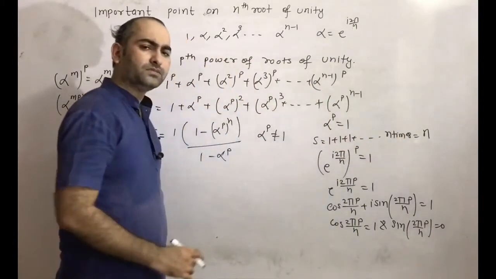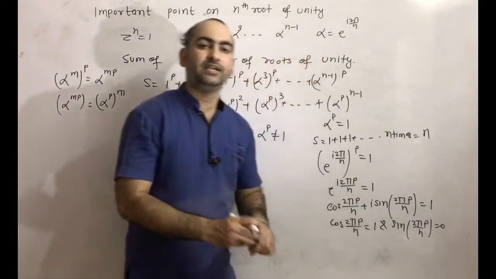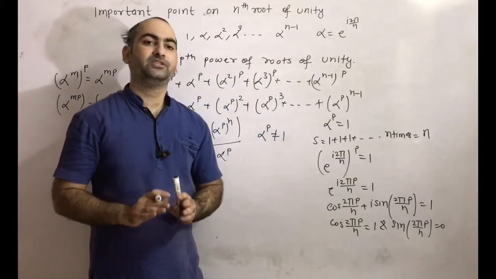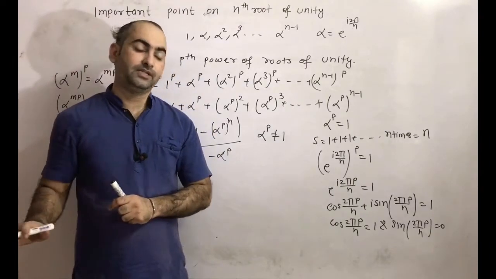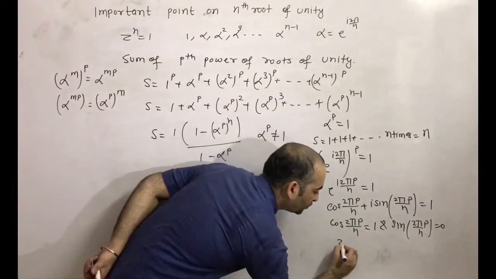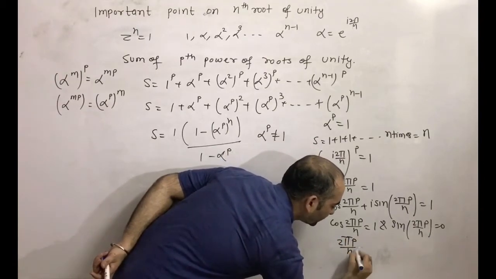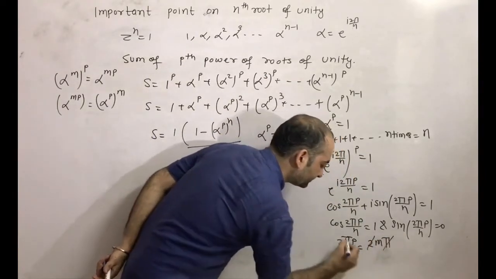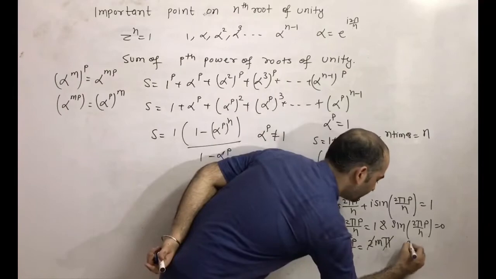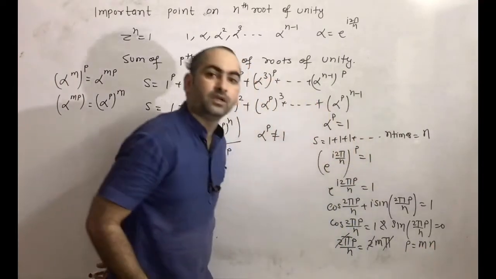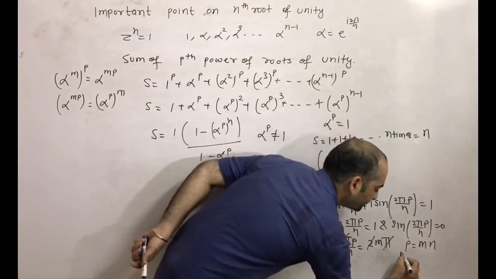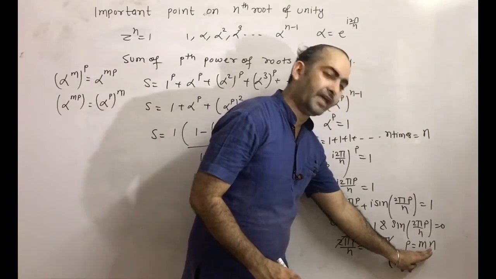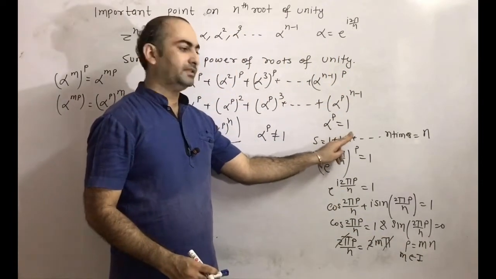Sine is 0, that means theta lies on the x-axis, and cos is 1, so cos is positive, that means theta should lie on the positive x-axis. That means the angle 2 pi p divided by n should be 2m pi. So from here 2 pi is getting cancelled, and p should be mn, where m belongs to the integers. That means if p is an integral multiple of n, then alpha to the power p is 1.